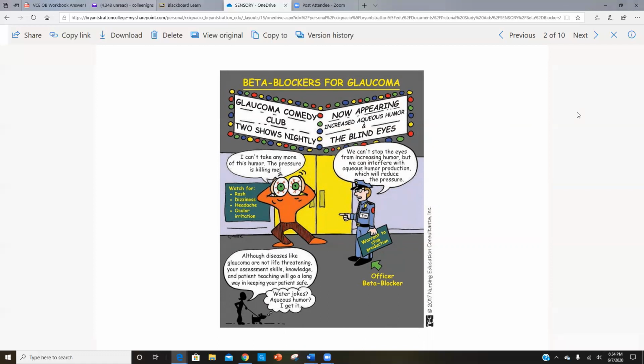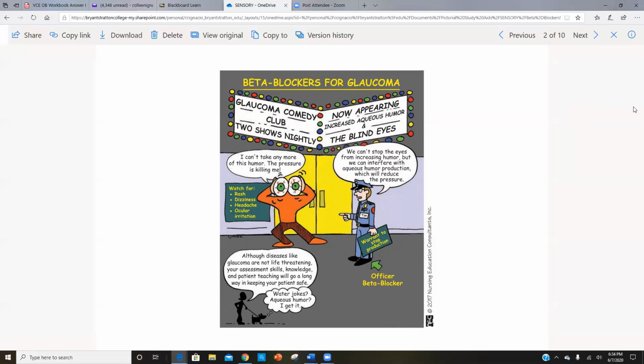So the therapeutic uses are for topical beta blockers. They're used primarily to treat primary open angle glaucoma, and they can be prescribed in combination with other topical medications to lower the intraocular pressure. These medications are occasionally used to treat acute closed-angle glaucoma on an emergency basis.